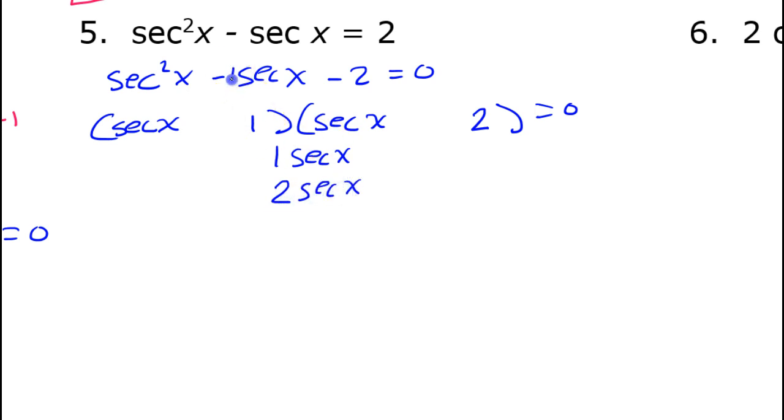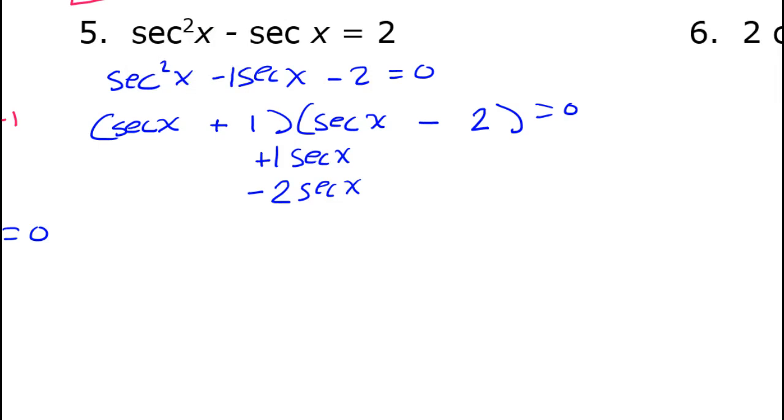I'm trying to get a middle of -1. So if this was a +1 and this was a -2, that would make -1 secant x. Alright, but if this is positive, that means that this number is positive, and if the outer is to be negative, then this 2 has to be negative. Check one last thing. Does +1 times -2 equal -2? Yes.